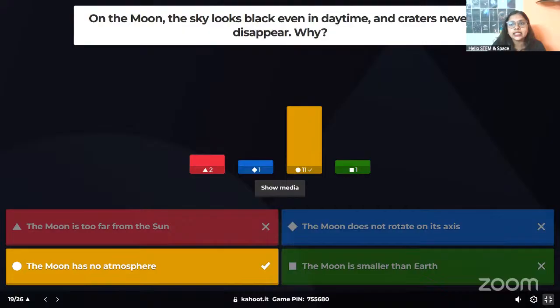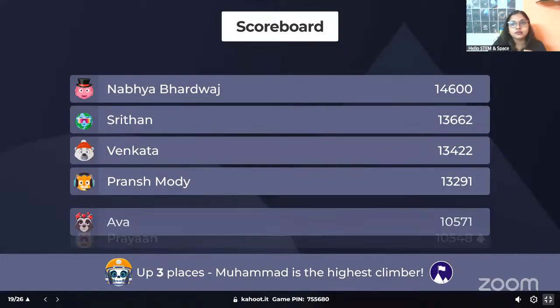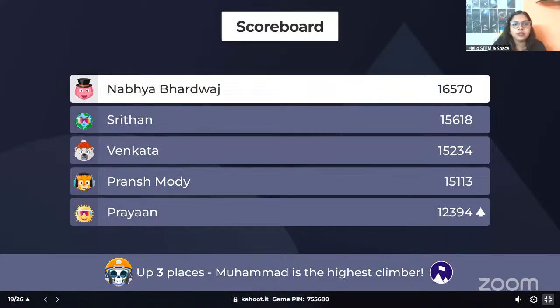Now let's see the podium. There's no change, only Prayan jumped into the 5th place, and Muhammad is the highest climber. He climbed up 3 places. Very good, Muhammad. Nabhya, Shritin, Venkata, Pransh, very good. You are still holding your positions. Good job.